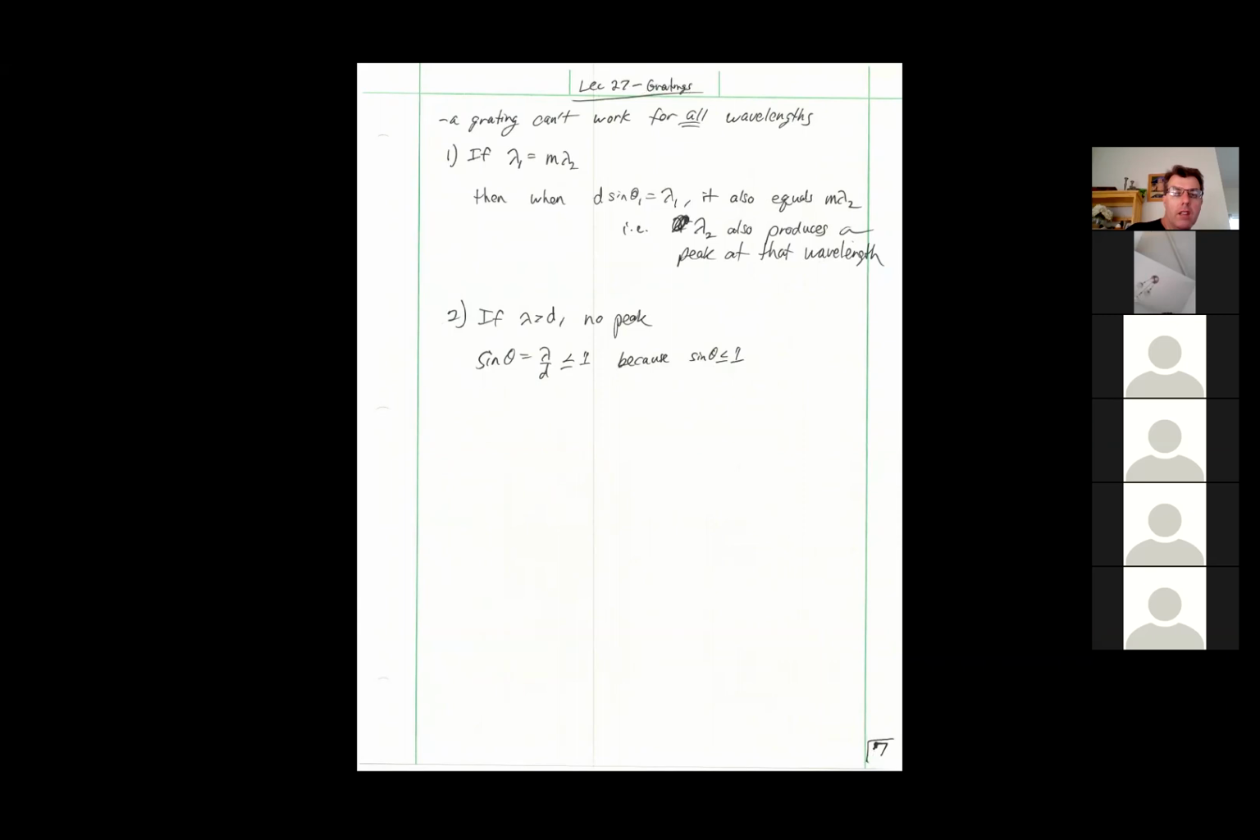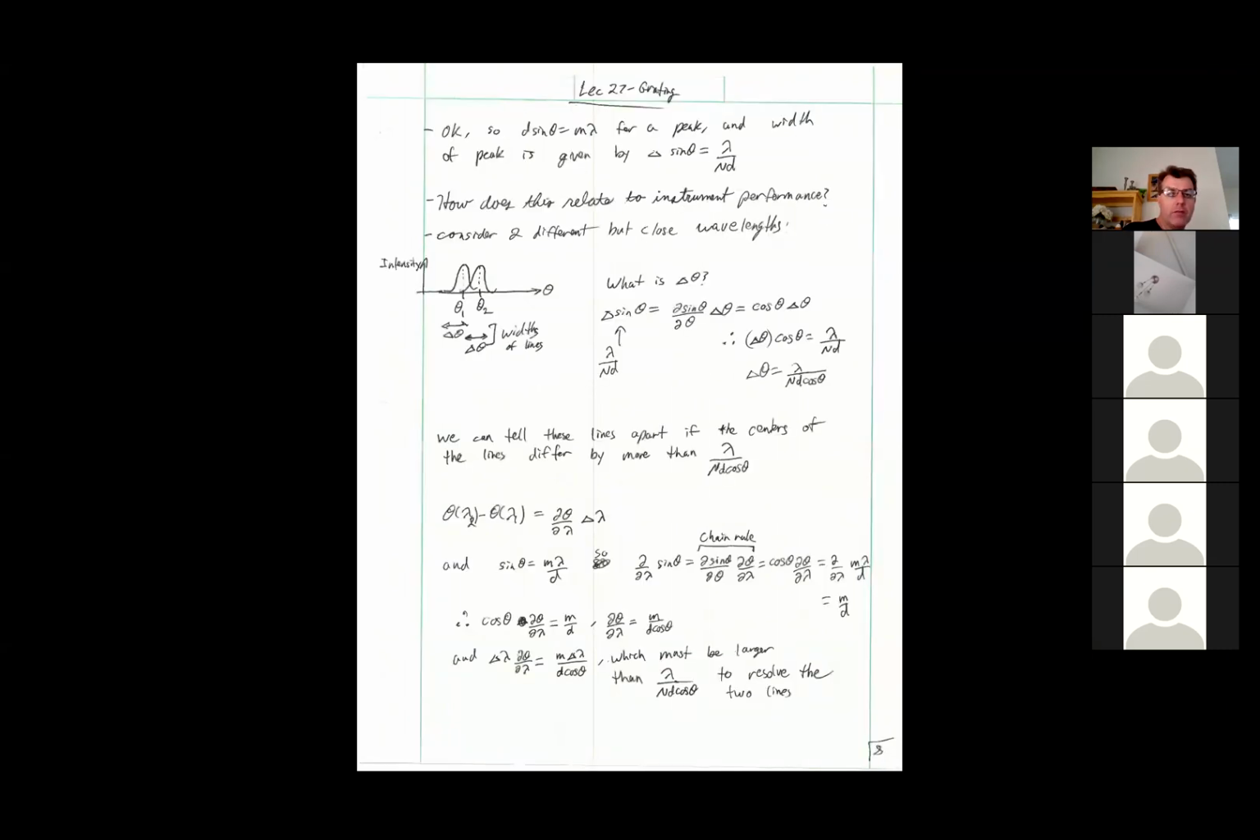Also, if lambda is larger than d, then there will be no peak, because sine theta has to be less than 1. So lambda over d had better be less than 1 in order for this to work. If lambda over d is larger than 1, then none of this will work.